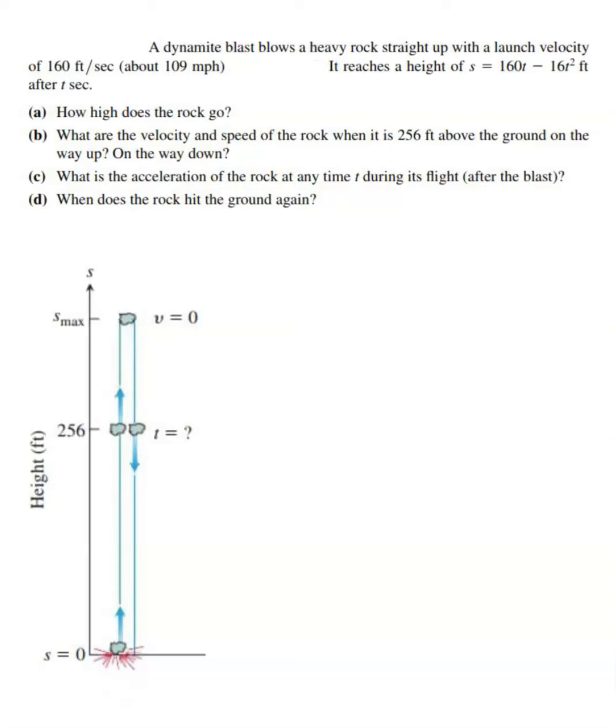Now, what we're told is that it launches with this initial velocity of 160 feet per second. But we have that information actually given to us in the equation. It says s equals 160t minus 16t squared. Okay. s is the height, because it says the height of s. So let's quickly make a note of that. s is the height measured in feet, and t is the time, of course, but it's measured in seconds.